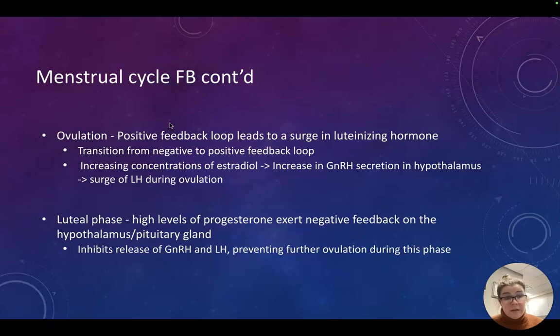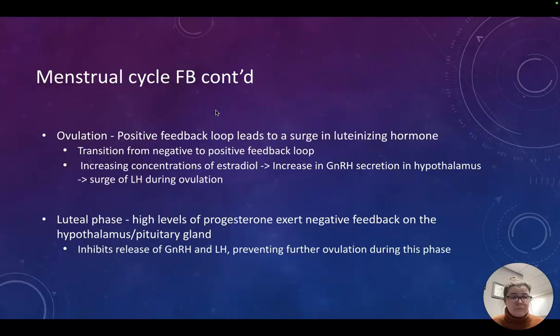Now, as the menstrual cycle continues, when we get to the ovulation phase, which is the second phase, there is a positive feedback loop occurring that leads to the surge in luteinizing hormone. This is an example of a negative feedback loop transitioning to a positive feedback loop, because as estrogen is increasing in its secretion, this leads to an increase in GnRH secretion in the hypothalamus, which then leads to this extra surge of luteinizing hormone at the peak of ovulation.